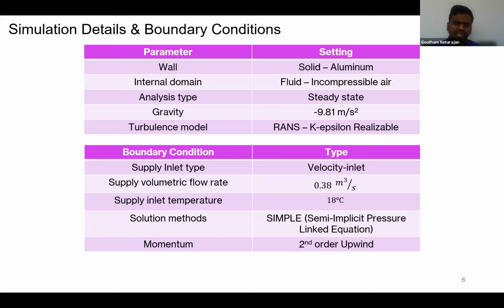These are some of the simulation details and the boundary conditions that we have used in our energy model. Gravity of minus 9.81 has been used over here to indicate the effect of buoyancy, and the energy equation is also activated. The simulation is steady state, and the RNG k-epsilon realizable turbulence model is being used over here. The important boundary condition is the volumetric flow rate of around 0.38 cubic meters per second, which is being supplied at a temperature of 18 degrees Celsius.